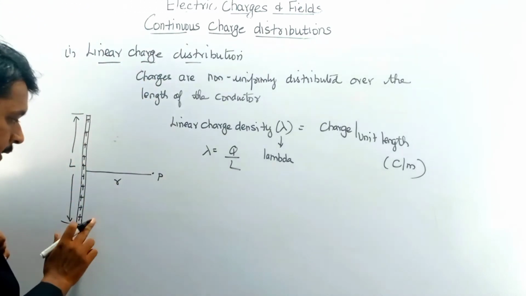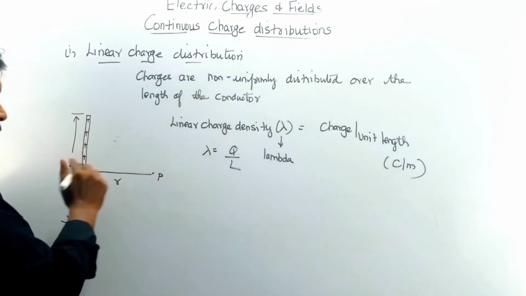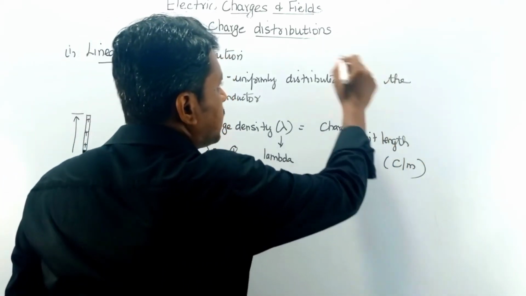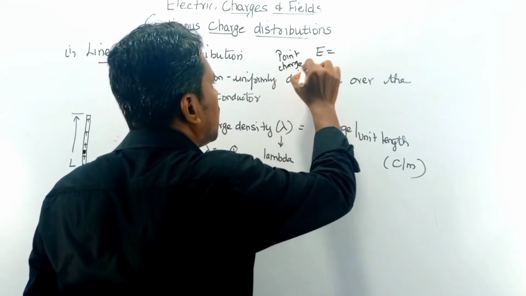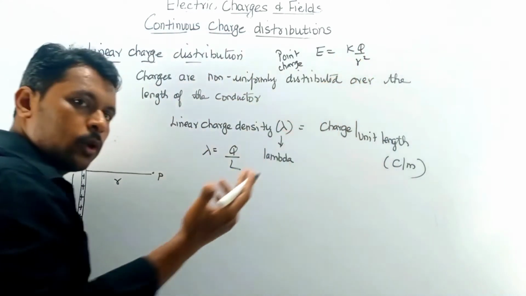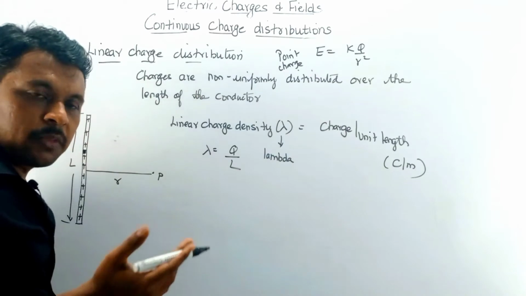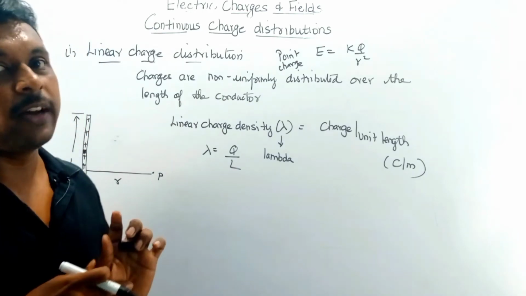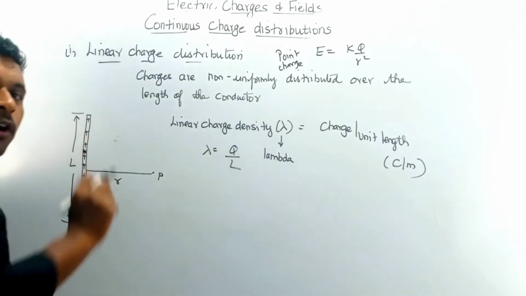To find the total electric field, I am going to take a small charge element. Why are we taking this small charge element? Because you know that the electric field due to a point charge has a formula, E is equal to kQ by r square, where k is 1 by 4 pi epsilon, both are equal. This formula is applied only for a point charge. But here we have an arrangement like this, so this formula cannot be directly used. So I'm going to take a very small element similar to a point charge.